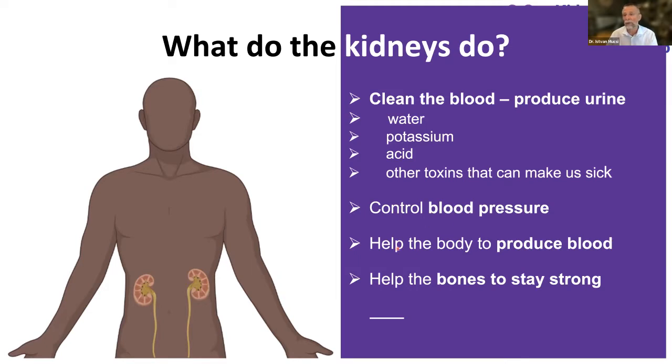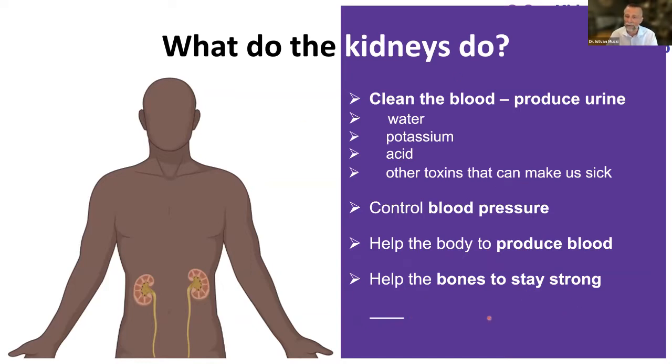Also, the kidneys produce hormones that help the bone marrow, the body, to produce blood. So if the kidney function is weak, anemia will occur, and again that will cause a lot of symptoms. And finally, the kidneys also produce hormones that help the bones stay strong. So many patients who have kidney failure have significant bone disease and potentially bone fractures as well.